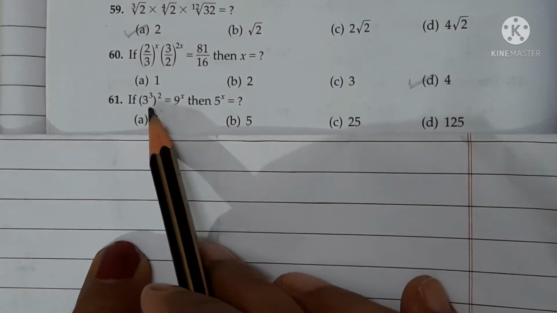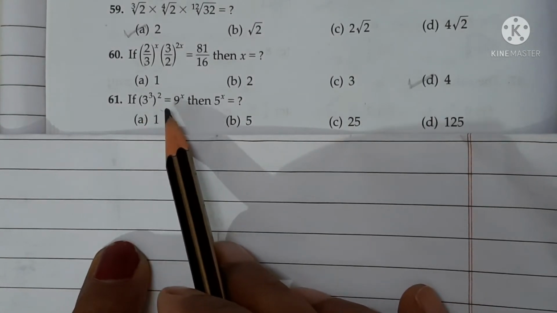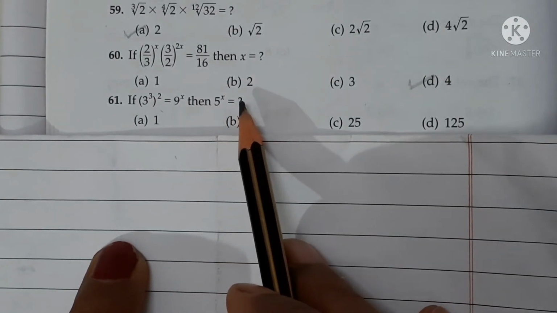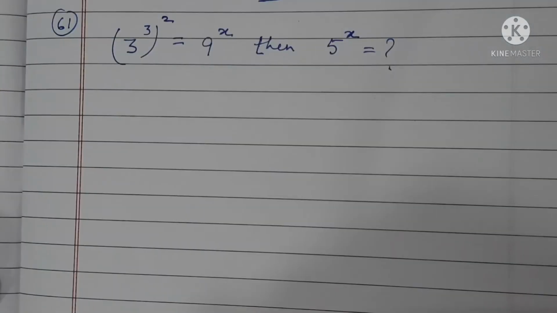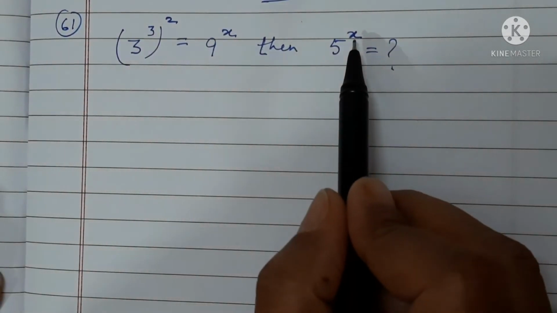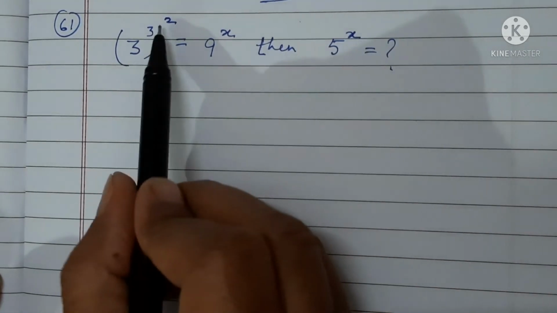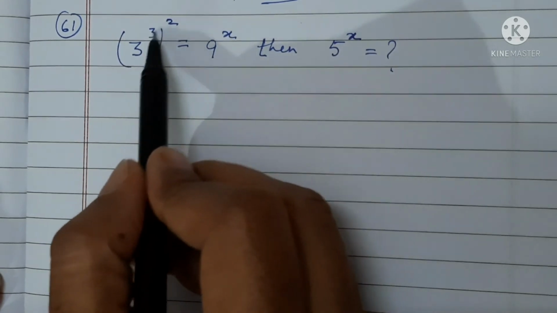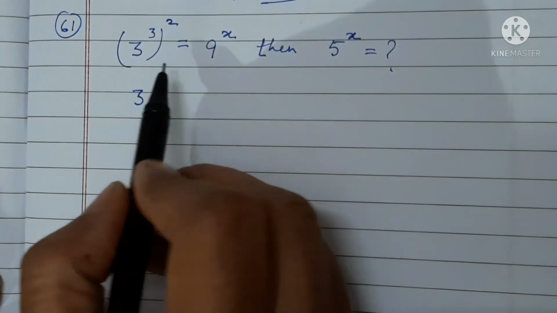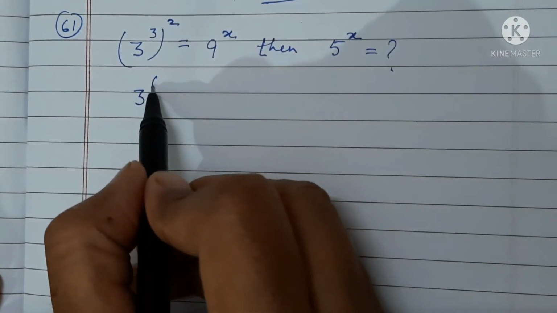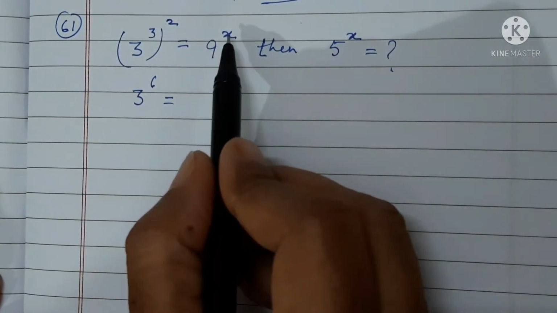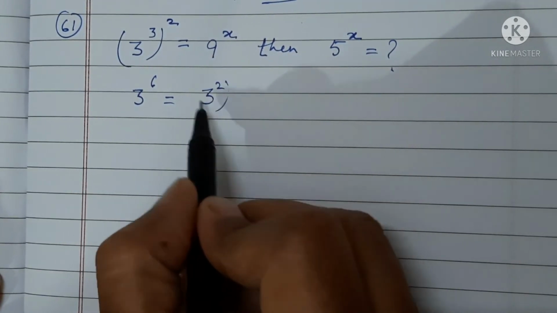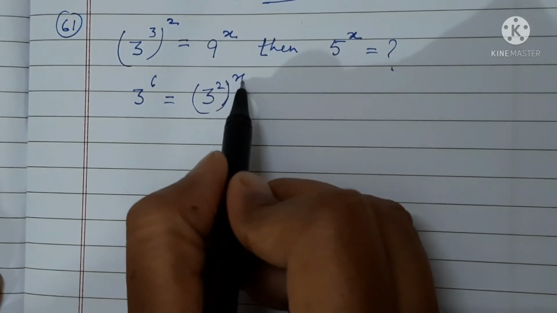Next, question 61. 3 to the power of 3, whole to the power of 2, is equal to 9 to the power of x. Then 5 to the power of x is equal to, find out. Here you have to find the value of x from this expression. You can multiply these powers. You can write it 3 to the 6 is equal to 9 to the power of x. You can write 9 as 3 square, to the power of x.